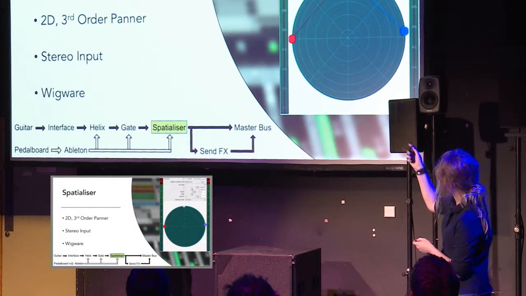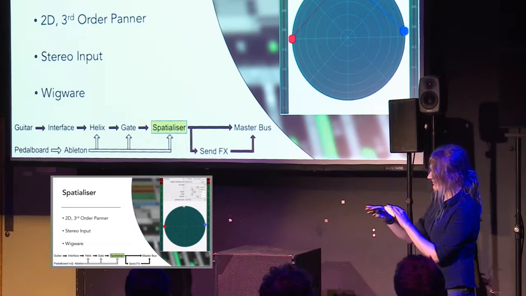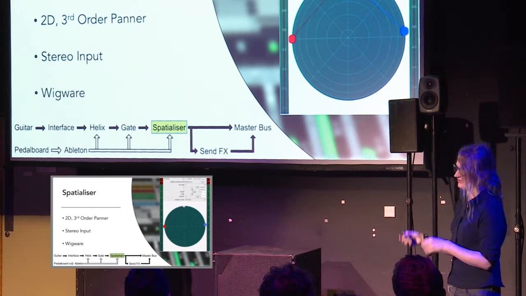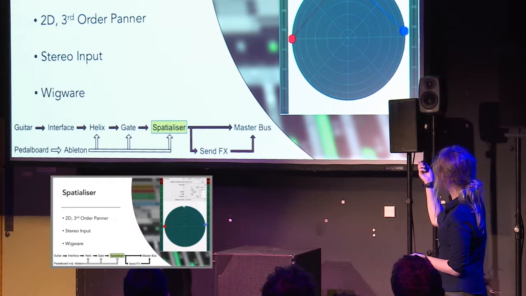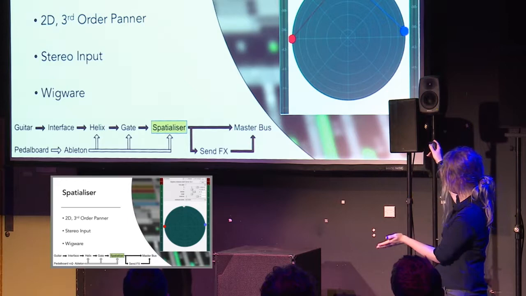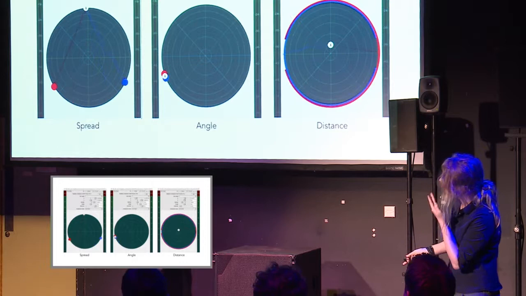Spatializer is this chappy. This is made by Bruce. It's a third order, but only two-dimensional, because the room we usually work in is an eight-channel, two-dimensional array. Again, 3D is in the pipeline, something for the future. It takes a stereo input, Helix stereo input here, third order. Just flick back one.